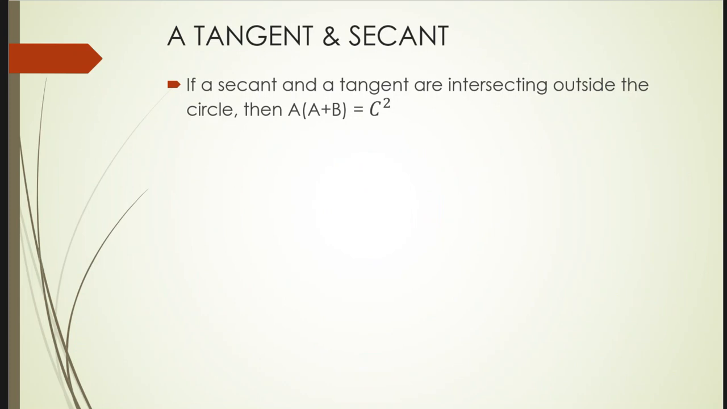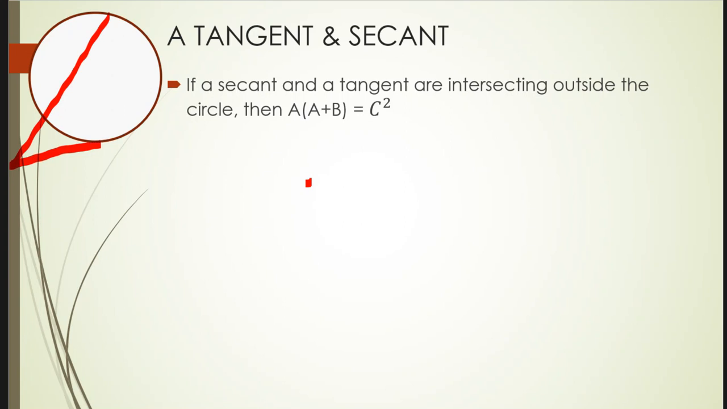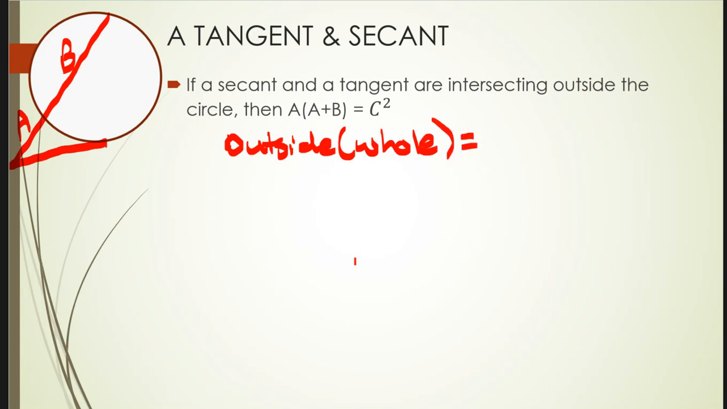All right, and now the last rule is going to be when we have a tangent and a secant. So what that's going to look like is the following: secant, tangent. The secant is just like before, it's going to have an outside part and an inside part. And just like before, it's going to be the outside that goes first. So in this case, the outside would be A. Outside, I'm just going to write it in words. So the outside times the whole equals the tangent squared.